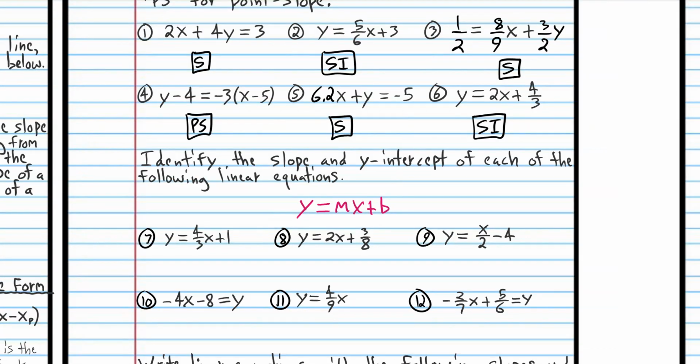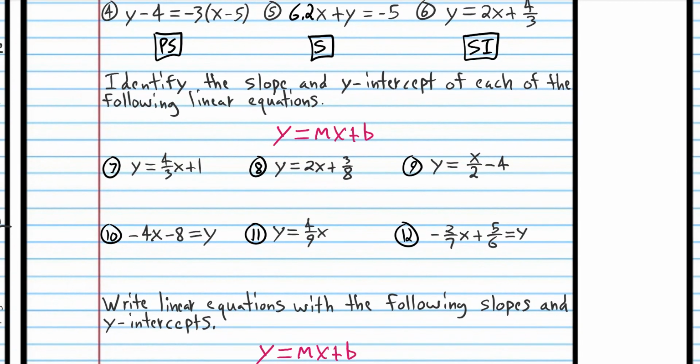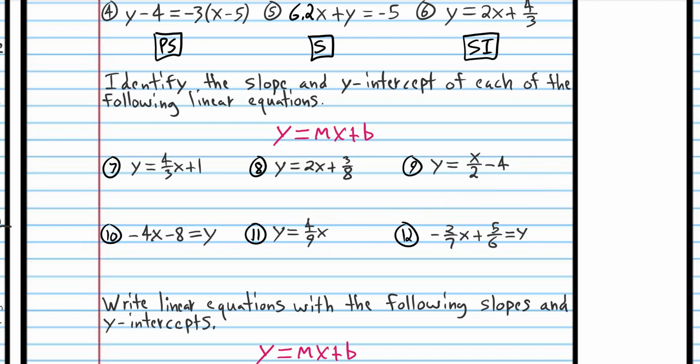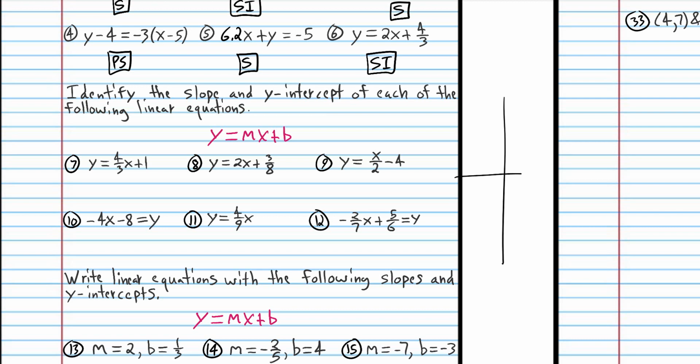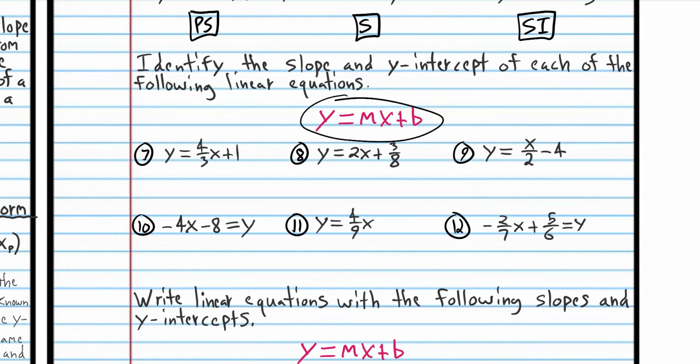So now we're doing problems that are in slope-intercept form. All these equations are in slope-intercept form. So if they're in slope-intercept form, we can identify the slope and the y-intercept just by looking at the equation. So again, the y-intercept is where it crosses the y-axis, and the slope measures the steepness. This is slope-intercept form, and again, you should have that screenshot.